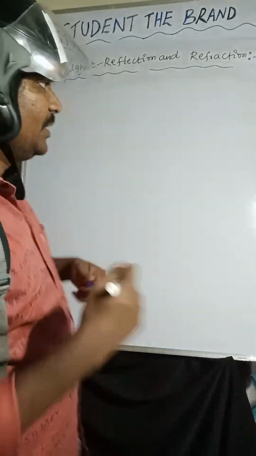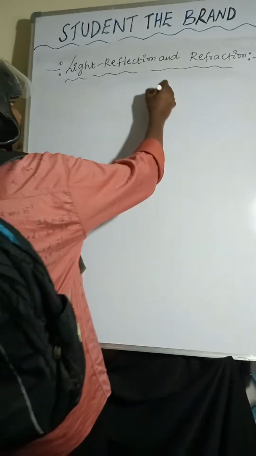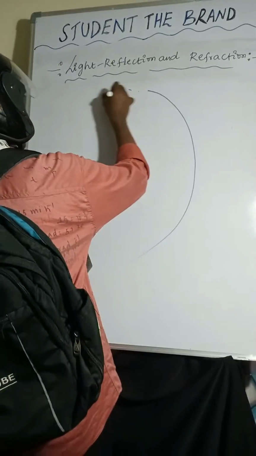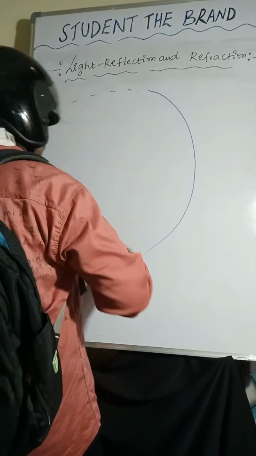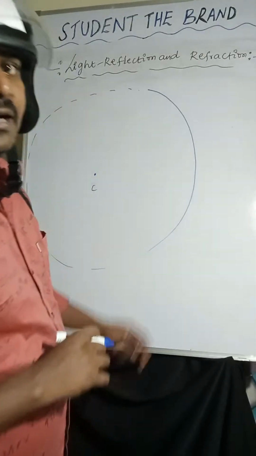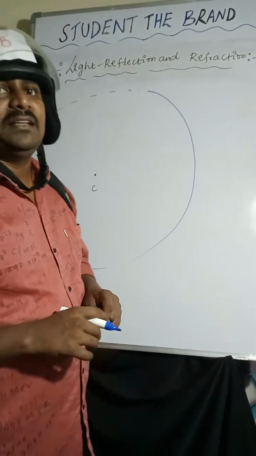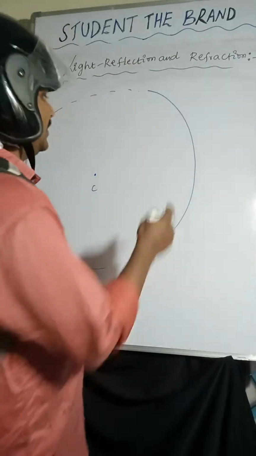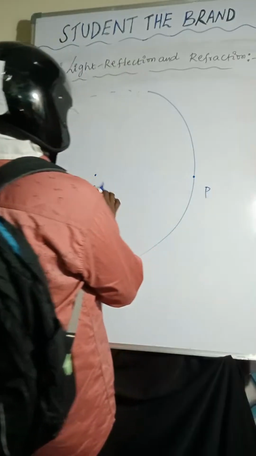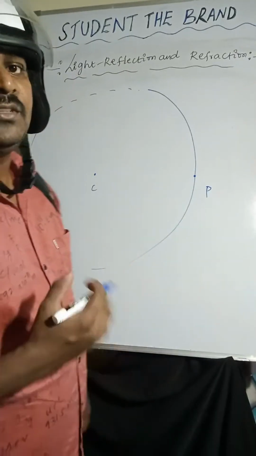Okay. So terms related to spherical mirror. I am taking the concave mirror like this. This is a part of the sphere. C is the center of the imaginary sphere in which the mirror is a part. P is the pole.